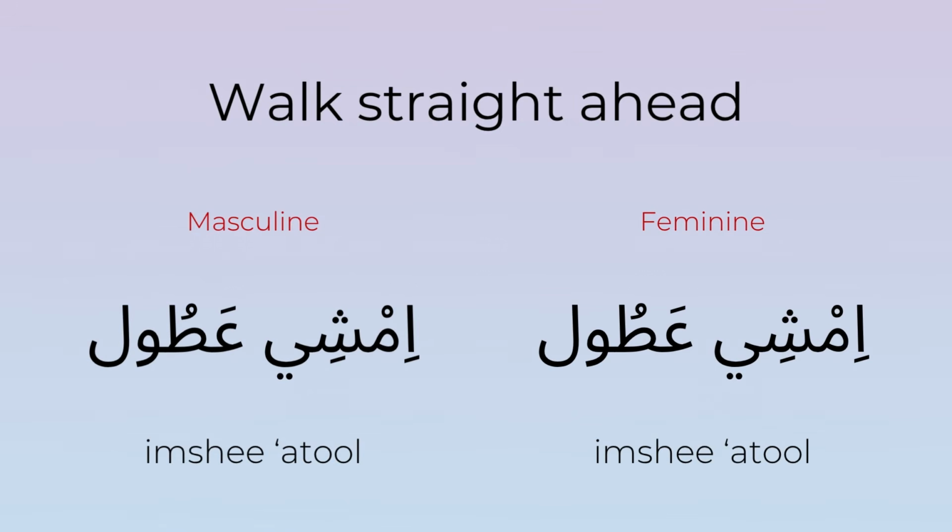Walk straight ahead. To a male you would say امشي عطول. So these are both actually going to be the same for addressing a male or female because the form of the imperative verb for walk is the same for the masculine and feminine version. So walk straight ahead is امشي عطول. امشي means walk and عطول means straight or straight ahead.